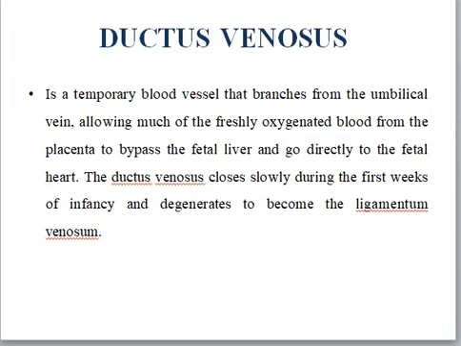It is a temporary blood vessel that branches from the umbilical veins, allowing much of the freshly oxygenated blood from the placenta to bypass the fetal liver and go directly to the fetal heart. The ductus venosus closes slowly during the first weeks of infancy and degenerates to become the ligamentum venosum.